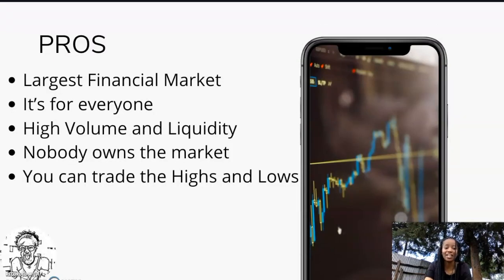You can trade the highs and the lows. The good thing about trading is that you can trade when a currency is doing really well, so that's when you buy it, and you can trade when a currency is doing really badly, so you can sell it. You can trade during the highs or during the lows and still make a profit. It's a 24-hour market, so you can trade whenever, within Mondays to Fridays.